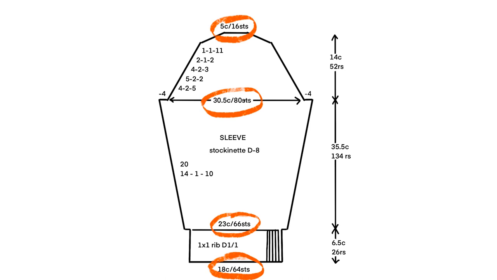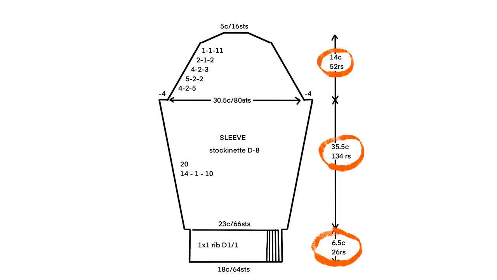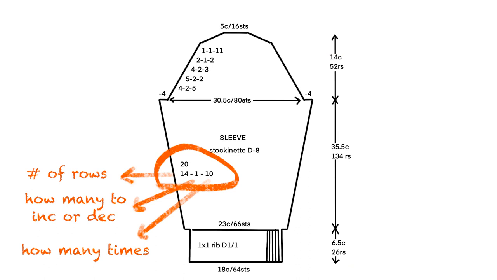We have the width at key stages of the knitting in both centimeters and stitches, and we have the length in centimeters and rows. Now for the fun part. This series of three numbers represents the rows knitted, the increase or decrease amount, and the number of times a sequence is repeated. So here we knit 14 rows, then increase one stitch 10 times. After we've done that, we knit 20 rows. This is all the information up to the armhole. We know there are increases and not decreases because of the diagram.